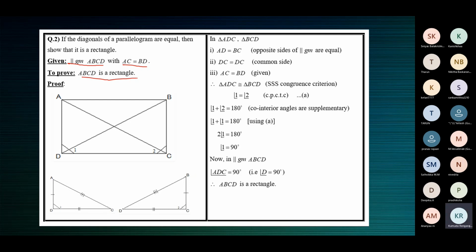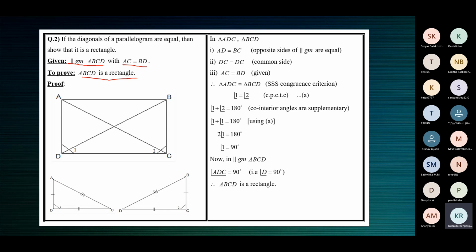To prove that ABCD is a rectangle, we need to use a definition. Children, please be clear with what is given and what is to be proved. We are given a parallelogram in which the diagonals are equal, AC is equal to BD. We have to prove that this ABCD is a rectangle.